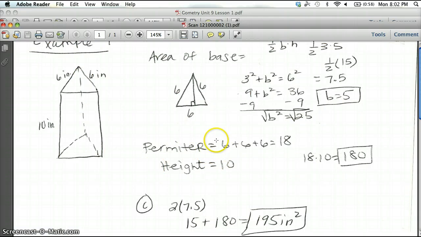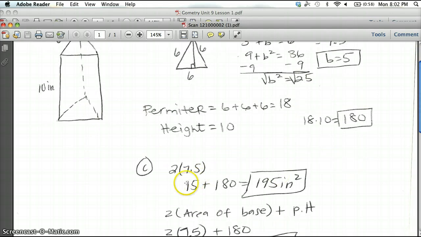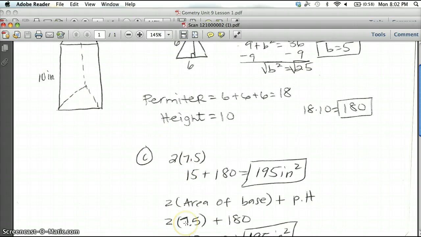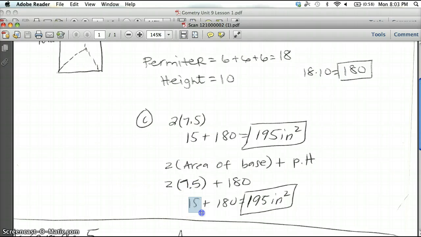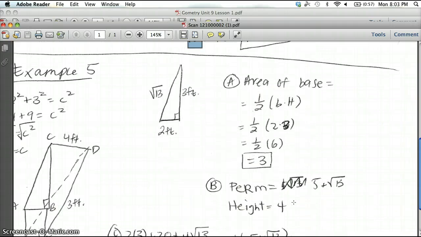So the perimeter is 6 plus 6 plus 6, which gives you 18, and the height of your entire figure is 10. So 18 times 10 is 180. So remember what we said, your area was actually 15. So 2 times 15 is actually 30. So please change this 15 to 30. So 30 plus 180 should equal 210 inches squared.